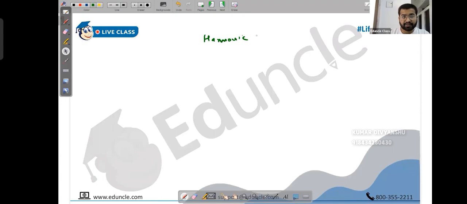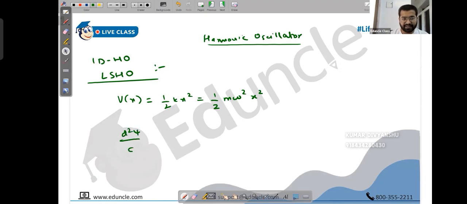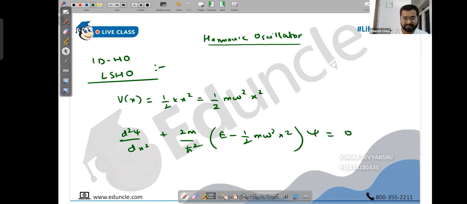Okay. Harmonic oscillator, and in this we have started with the 1D harmonic oscillator, also known as the linear simple harmonic oscillator. The potential of this is given by half kx square, and k is basically m omega square. So it is half m omega square x square. m is the mass of the particle, and omega is the frequency with which it is oscillating. Then we learned that the differential equation is given by d square psi upon dx square plus 2m upon h square into E minus half m omega square x square psi equals 0. This was the differential equation.